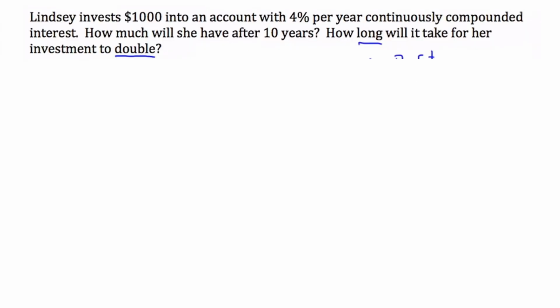So that's an interesting question. The question says Lindsay invests 1000 into an account, which means that the P is given to us, right? So rather than writing many things, because we are preparing you for the SAT, I'm just writing the P here. No need to write all the data. Into an account with 4 percent. Percent means R, but I will divide by 100, which means I will take 0.04. Per year continuously. Since it is continuous, my formula will be P e to the power of RT.